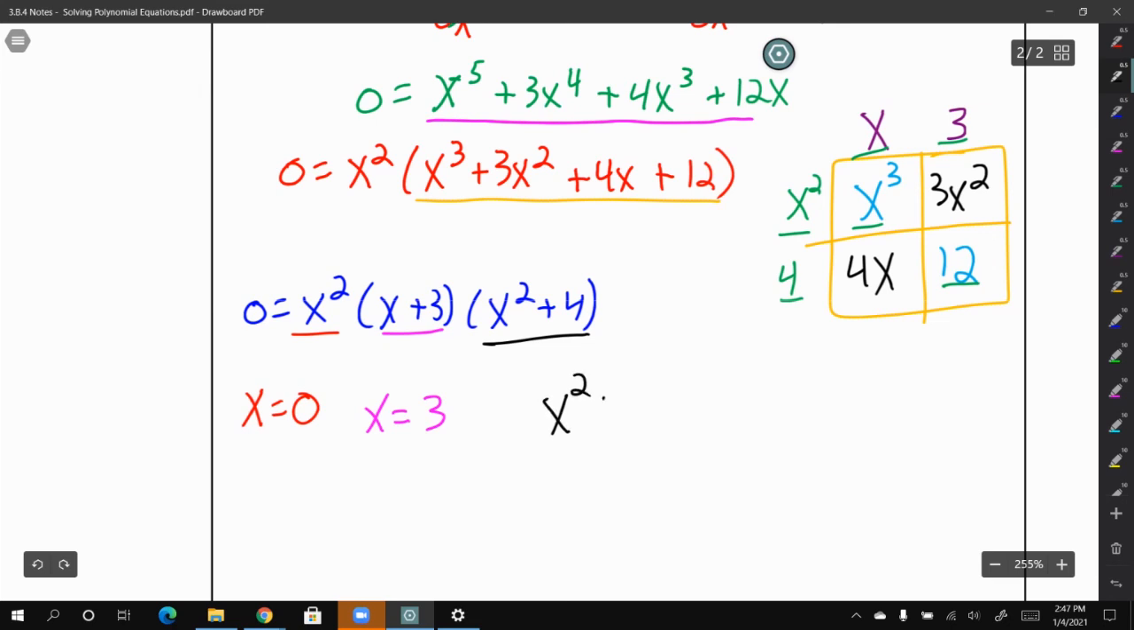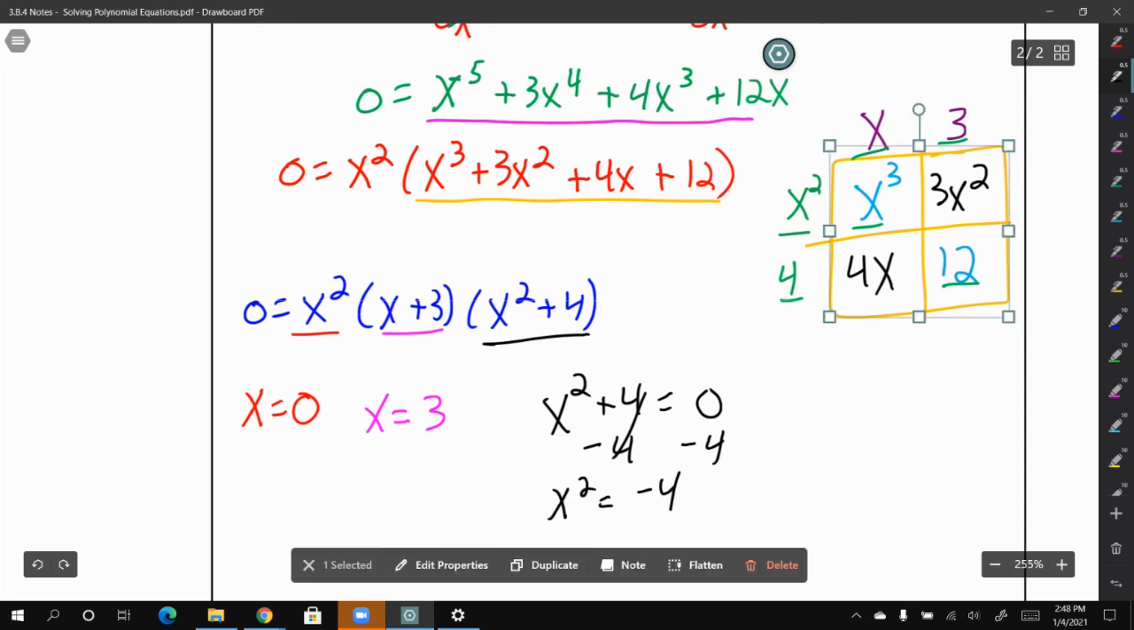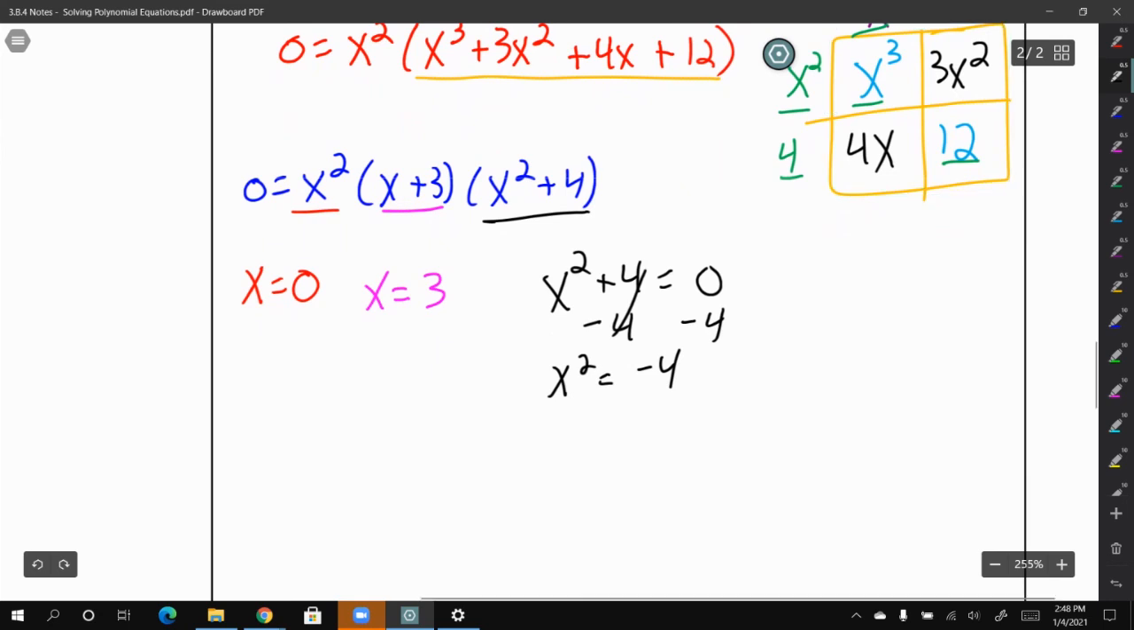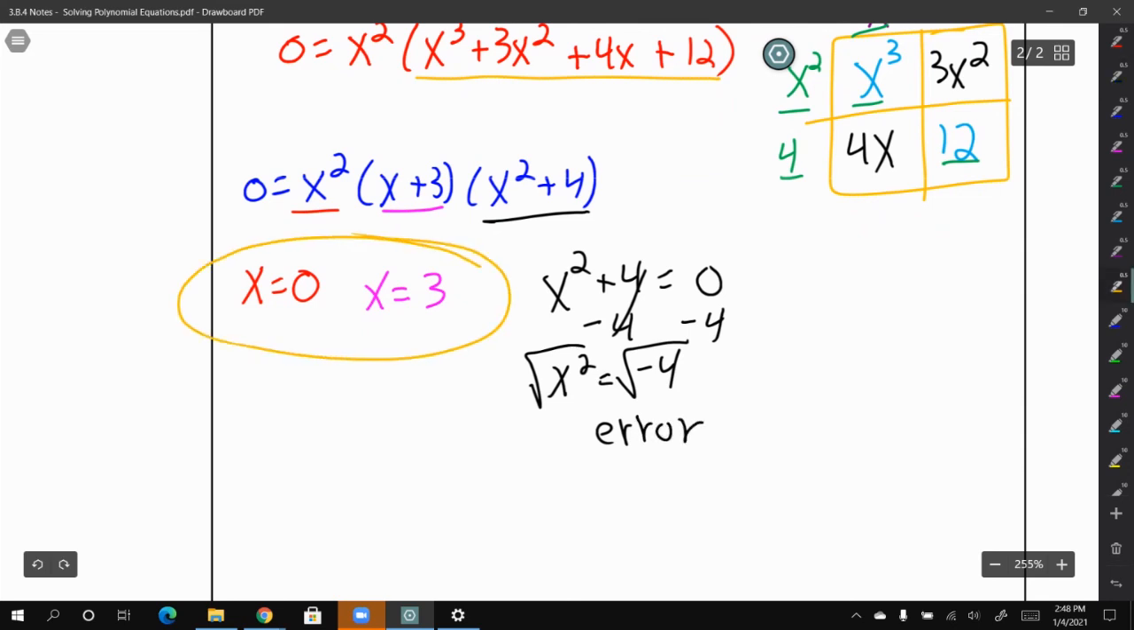And here, x squared plus 4 equals 0. Subtract 4 from both sides. X squared equals negative 4. Well, we're going to be taking the square root of a negative number again, and we can't do that. So this will give us an error in the calculator. So the only two real answers we have are x equals 0 and x equals 3.